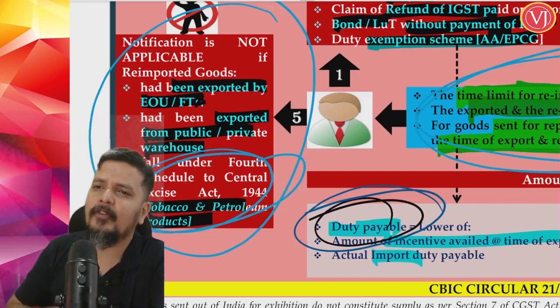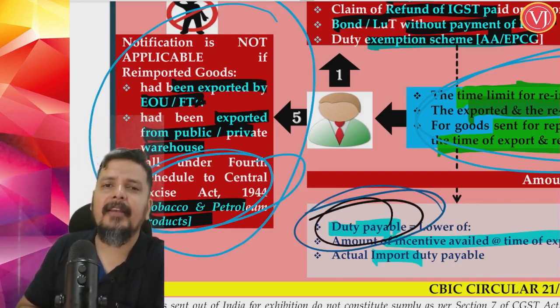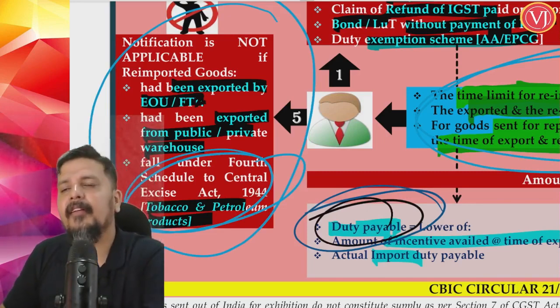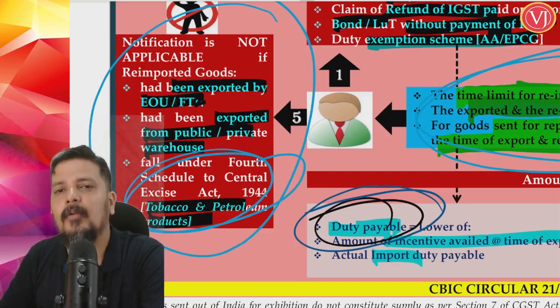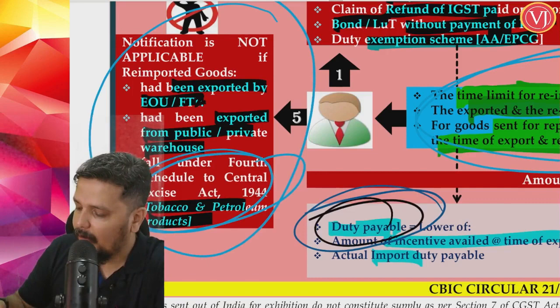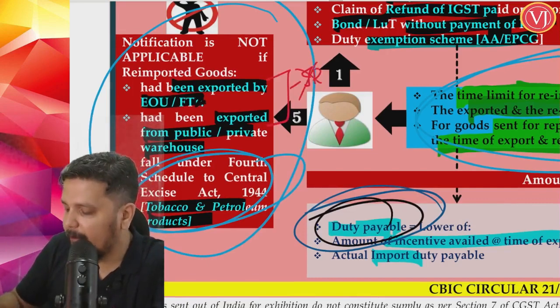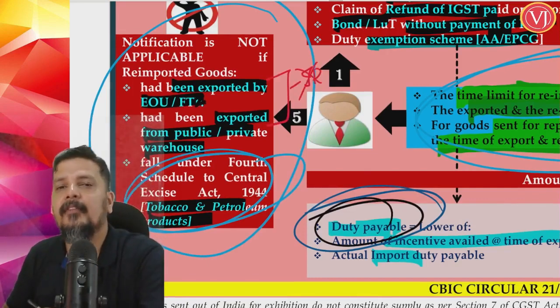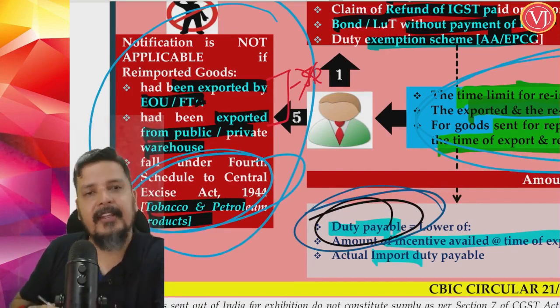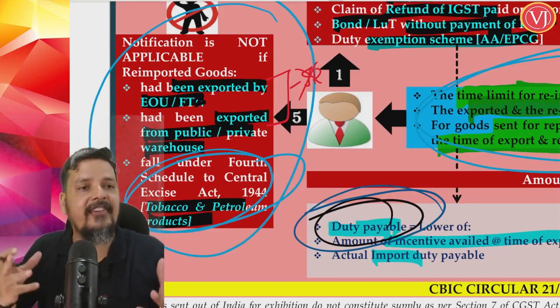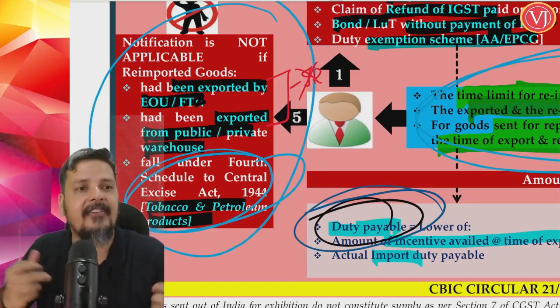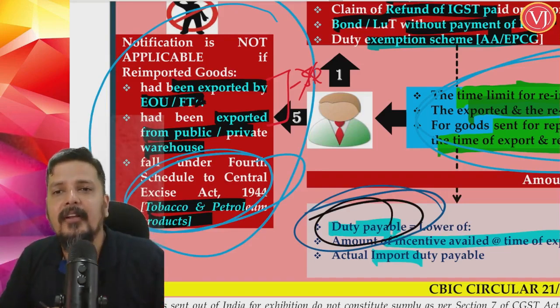But what is the logic of the first 2 points? When the goods are exported by your EOU or special economic zone, or exported from a public warehouse or private warehouse, import duty was never paid the first time. There's no need of any relaxation. See, when they are exporting, they would have imported earlier. They are all tax free. They got the goods tax free.